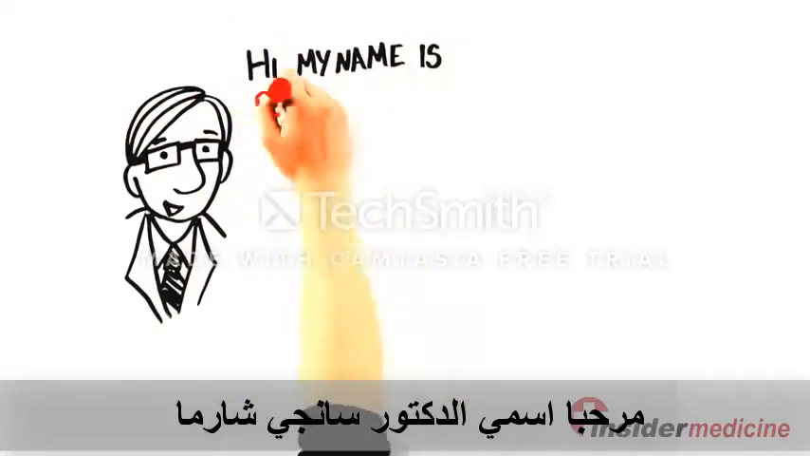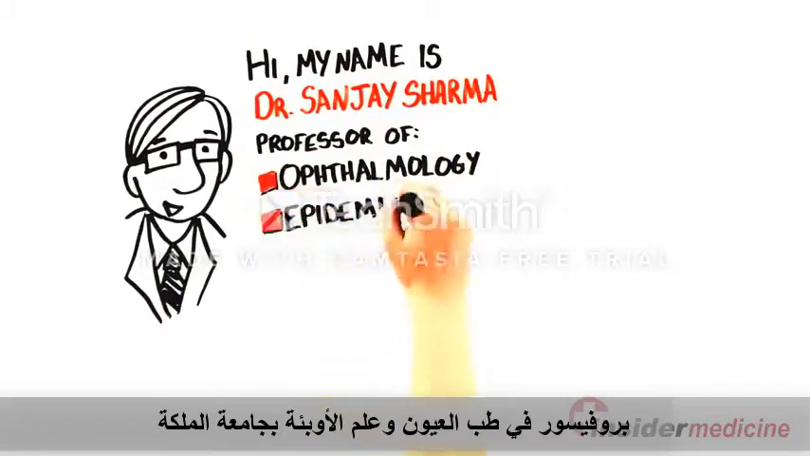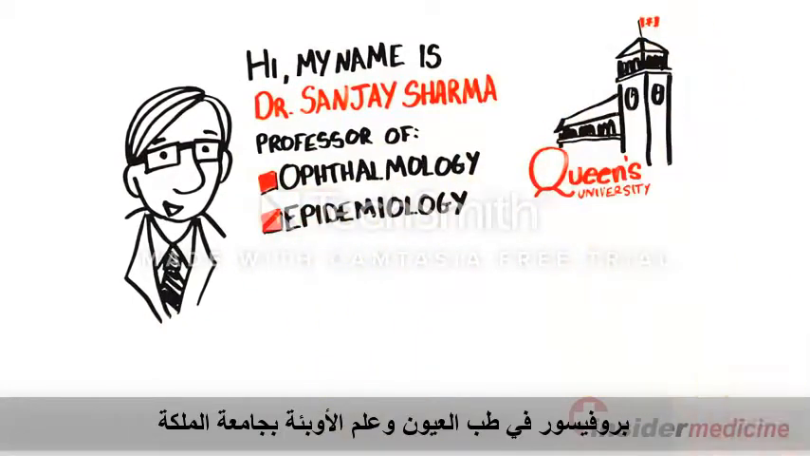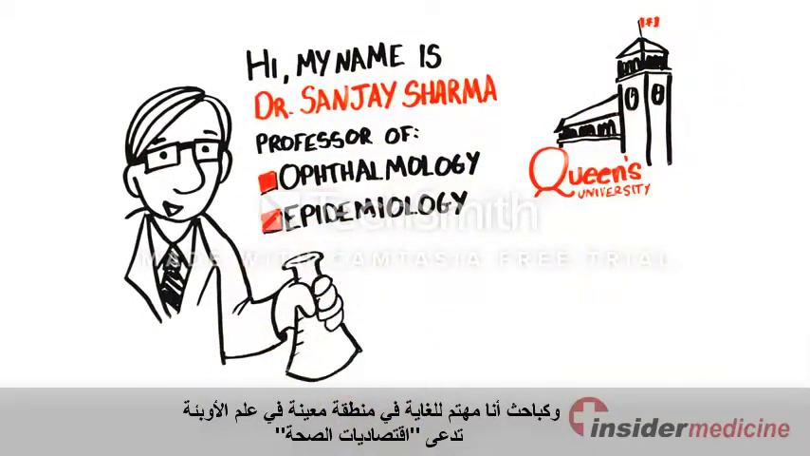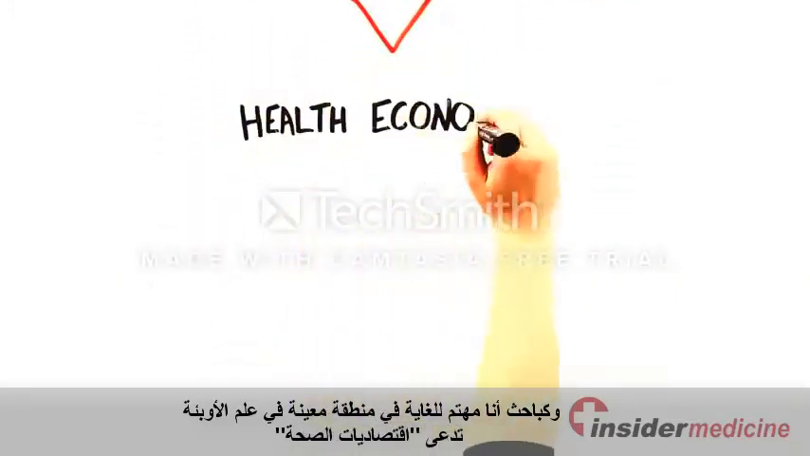Hi, my name is Dr. Sanjay Sharma. I'm a professor of ophthalmology and epidemiology at Queen's University. As a researcher, I am very interested in a particular area of epidemiology called health economics.